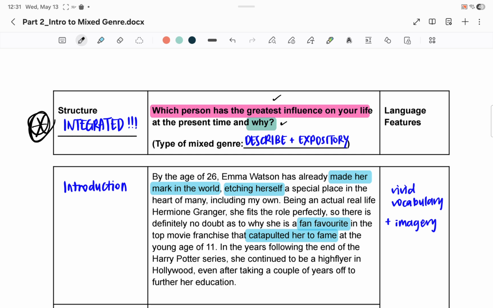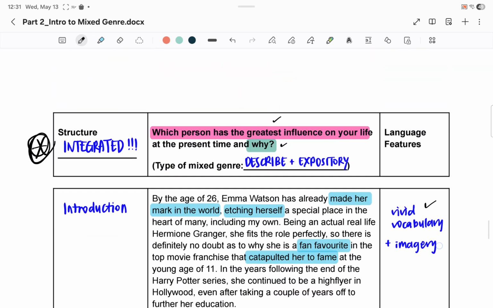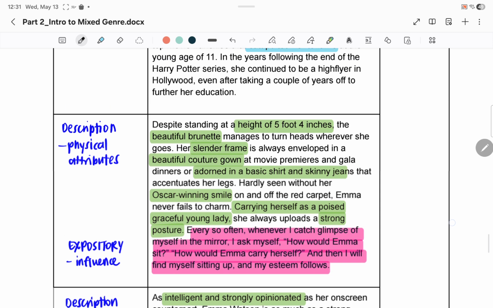Alright, so for this here, the person that has been featured is Emma Watson, so you can already start to use vivid vocabulary and imagery in the description, in the introduction, right? And moving on, because this is about a person, right? Which person is this? Why does this person have the greatest influence? You must put in a lot of effort to describe how this person looks like. So the first portion is about the physical attributes. So how does this person look like? Can I identify this person from a crowd? Right? So you can see this first part is the physical attributes component. Then this is the expository component.